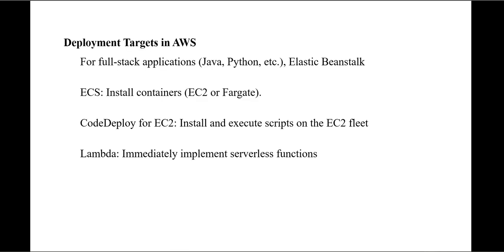Deployment targets in AWS. For full stack applications, Java, Python, etc., use Elastic Beanstalk. ECS runs containers on EC2 or Fargate. CodeDeploy for EC2 installs and executes scripts for the EC2 fleet. Lambda deploys serverless functions immediately. CodePipeline can deploy your app to Beanstalk, ECS, Lambda, or even a fleet of EC2 instances using CodeDeploy. The deployment method depends on your architecture.